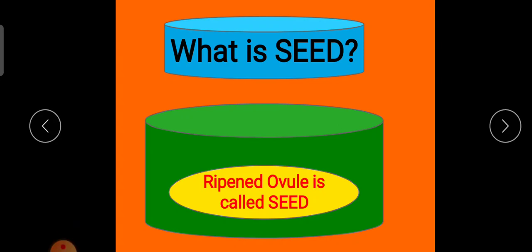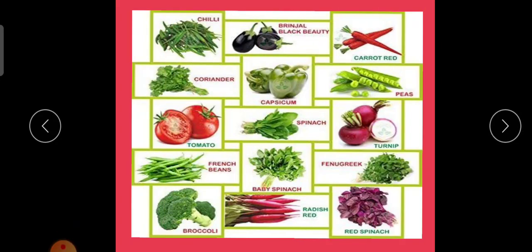Let's learn about the seed and its structure. What is a seed? Actually, the ripened ovule or mature ovule is known as a seed. These are examples of seeds. All the vegetables that you are seeing on the screen contain seeds in them.